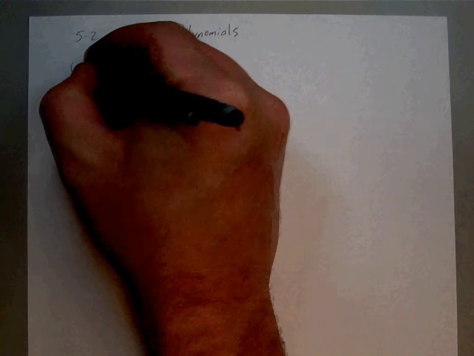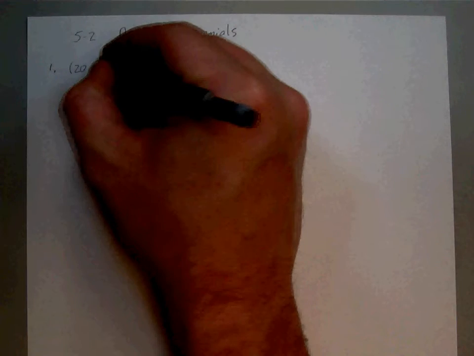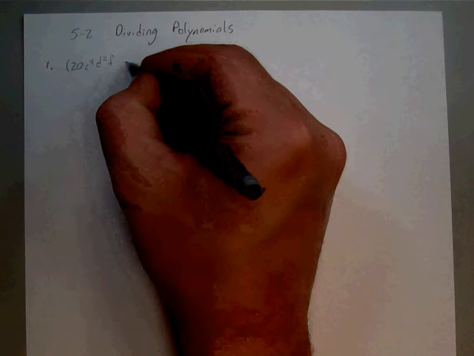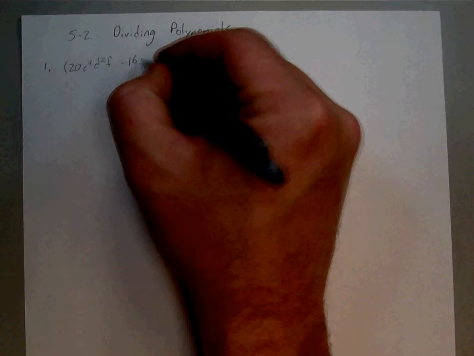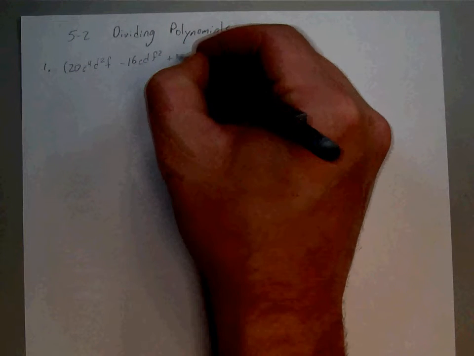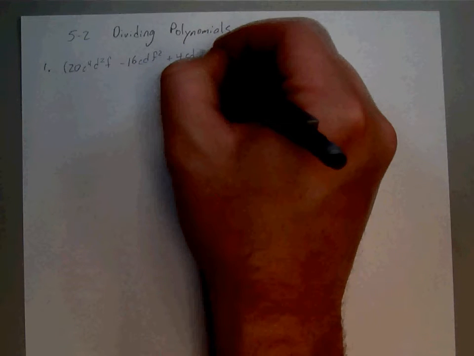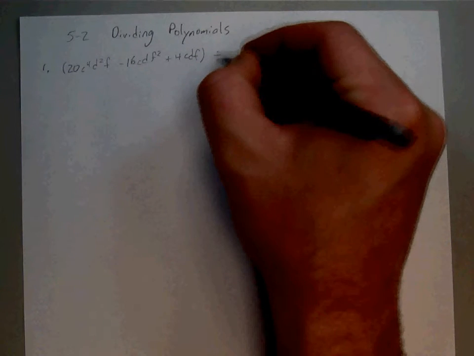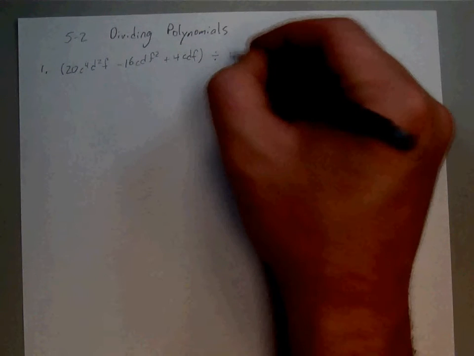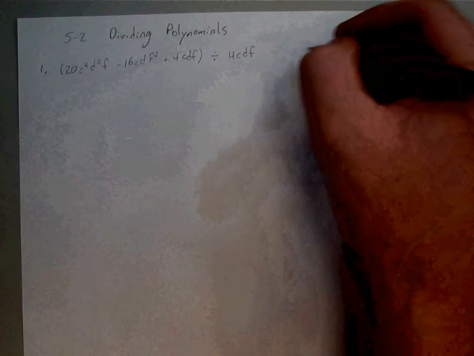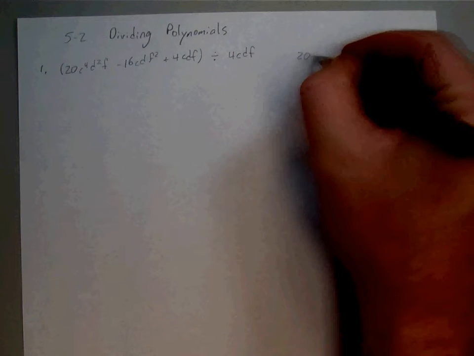We're going to take, so this will be number 1, 20c to the 4th d squared f minus 16 c d f squared plus 4c df, close the parentheses, there's one polynomial, and we're going to divide that by 4cdf. So we're going to try and do, I can write this in fraction form if you'd like.